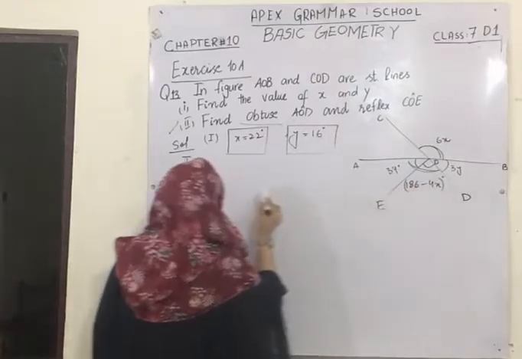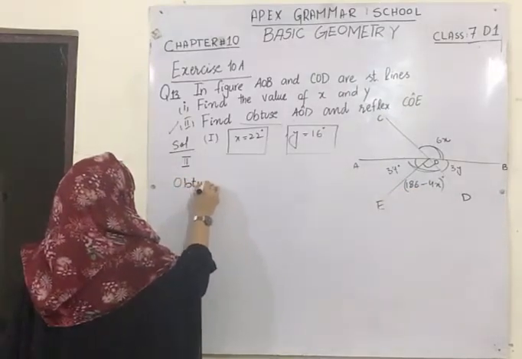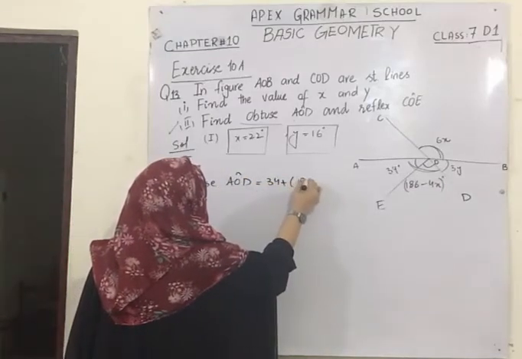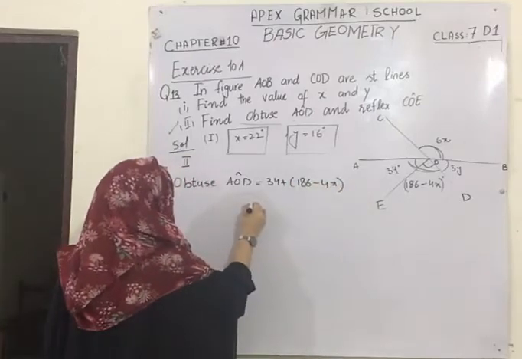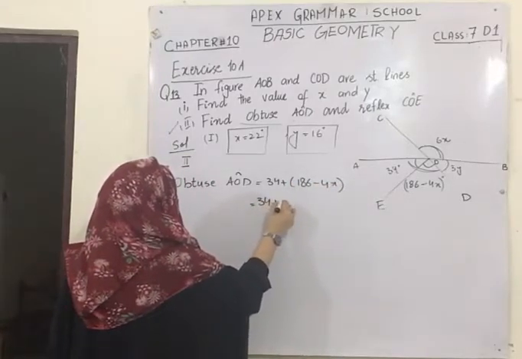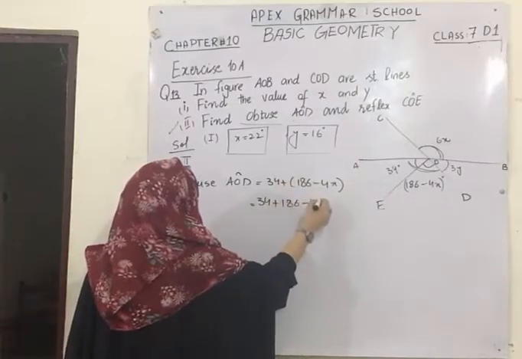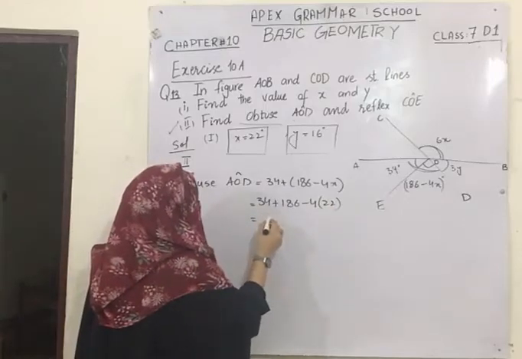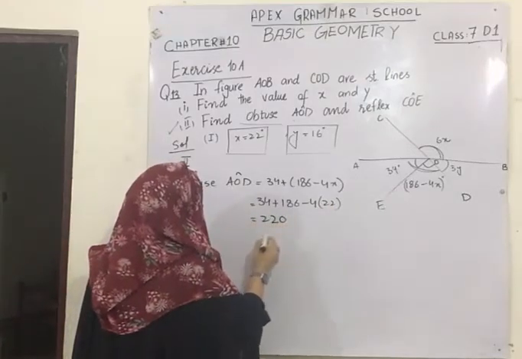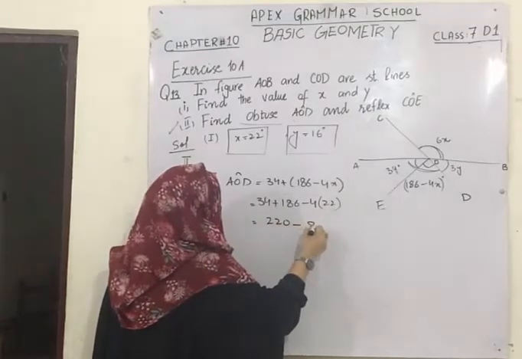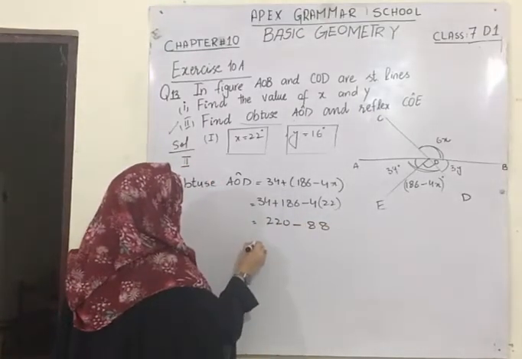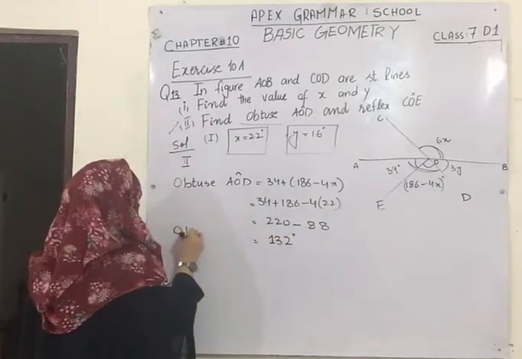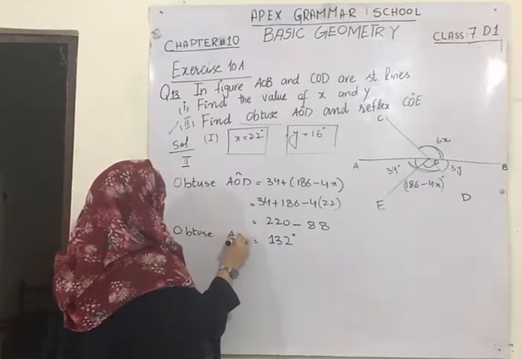Obtuse AOD would be equal to 34 plus 186 minus 4x. 34 plus 186 minus 4, the value of x was 22 in the first part that we have taken out. We have to add them, and after addition you will get 220 degrees minus 4 into 22 is 88. After subtraction you get 132 degrees, which is your value of obtuse AOD.